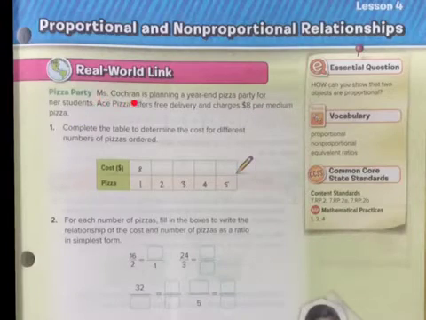All right, Miss Cochran is planning a year-end pizza party for her students. Ace Pizza offers free delivery and charges $8 per medium pizza. Complete the table to determine the cost for different numbers of pizza. So the cost of pizza is $8 for one. How much is it for 2 pizzas? How much is it for 3? How much is it for 4 pizzas? And how much is it for 5? So really, every time you have to add $8 more to the cost.